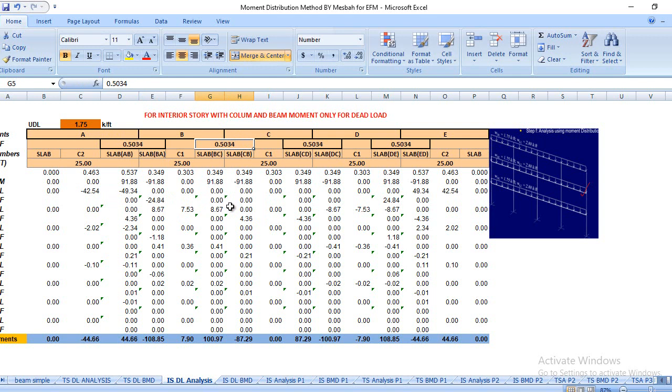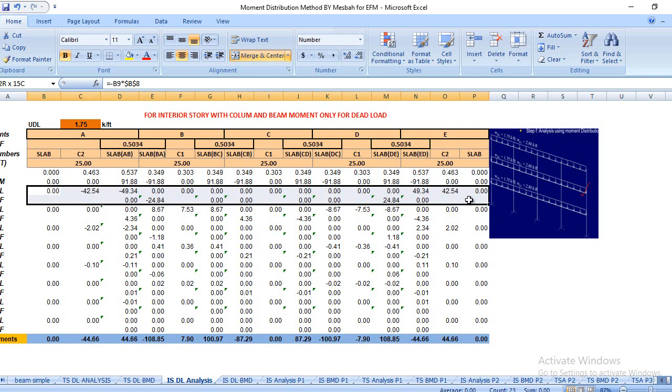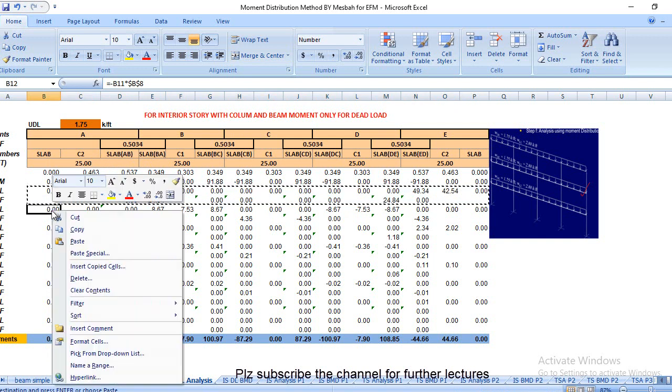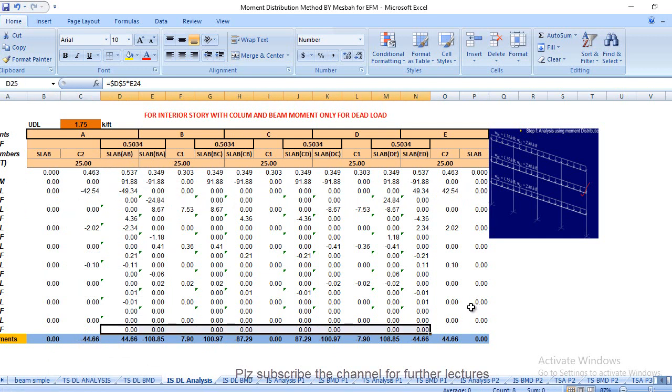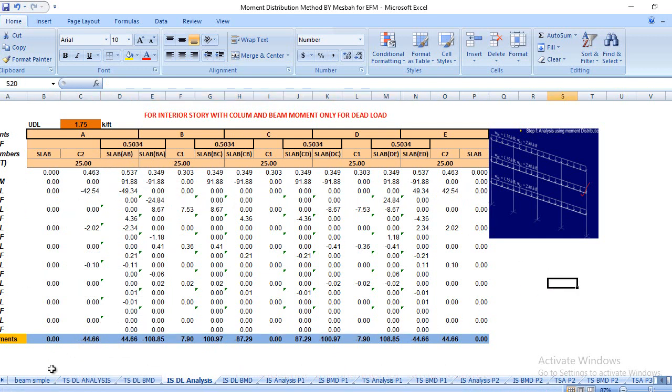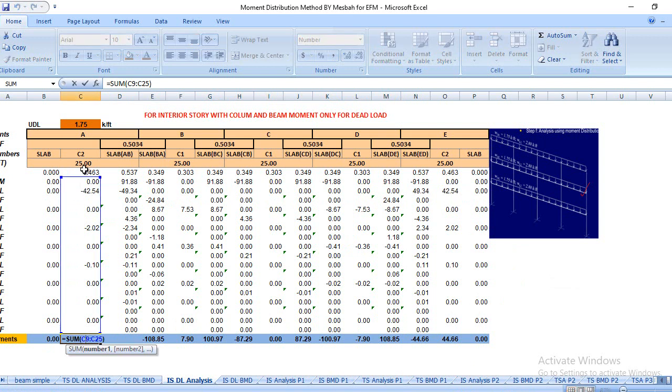And once you complete this table, just copy these two cells, clear? Copy this and paste right here, okay, paste right here, and similarly follow the procedure up to when you got 0, 0, clear? So after this I just use the sum formula and I got these values, okay, you see here.